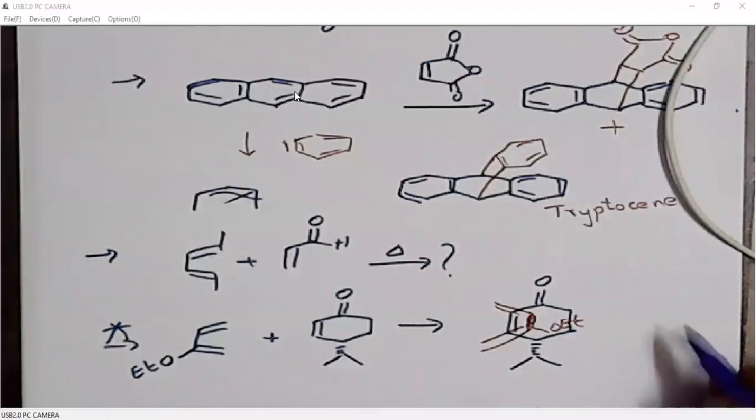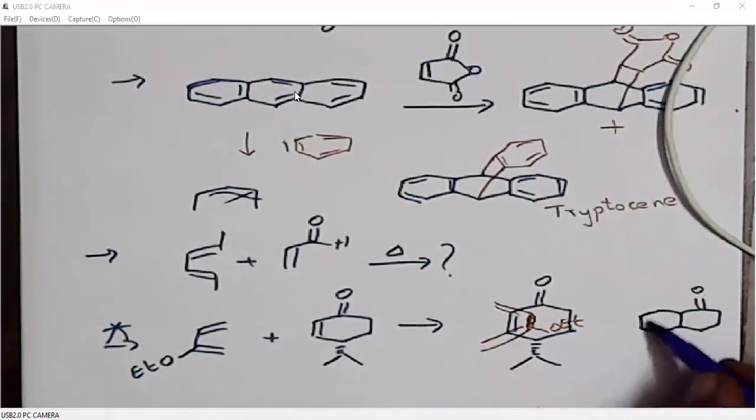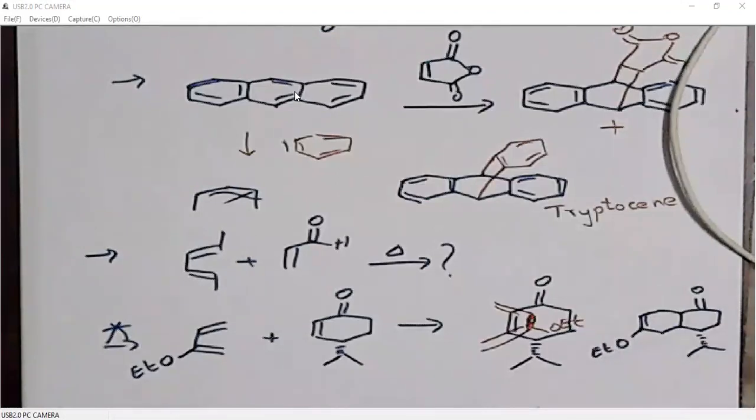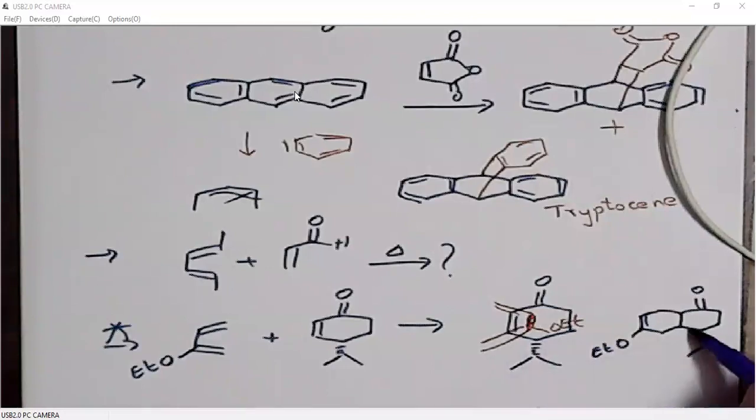We can write the product, double bond OEt. This is below the plane, right? Now, before, these two alkyl groups we used to place below the plane. But because of this isopropyl group, it is not possible for that. Now, the diene is approaching from above the plane. In that case, these two alkyl groups will be above the plane and hydrogens will be below the plane.